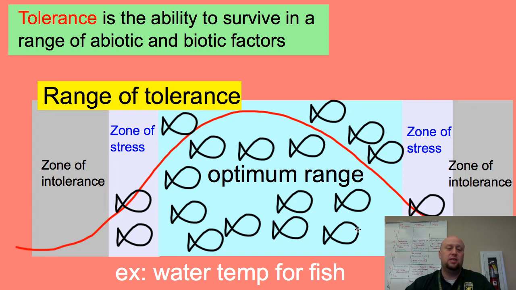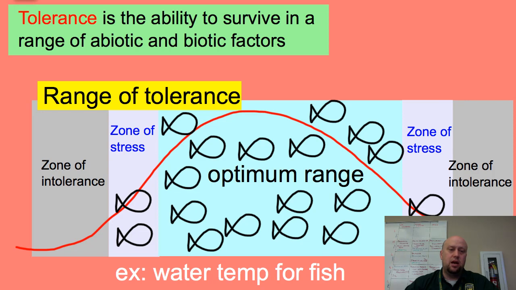And then at the ends of the graph here, you get to what's called the zone of intolerance, which basically just means that that organism can't survive there at all. Once you get below a certain temperature, you're not going to have any of these fish, or if the water's this hot, then there's no fish either. They just die off and they can't reproduce and there's no population there at all. So you've got a range of tolerance in those ways.